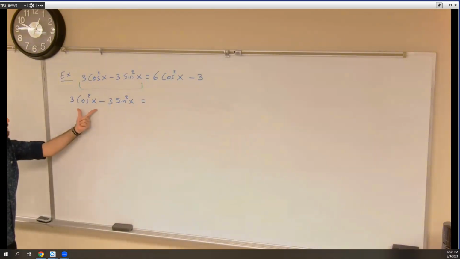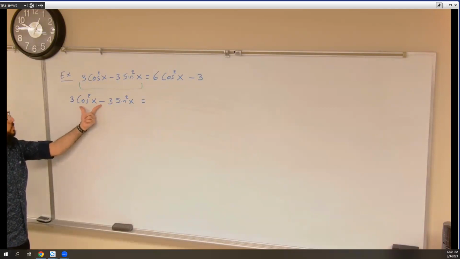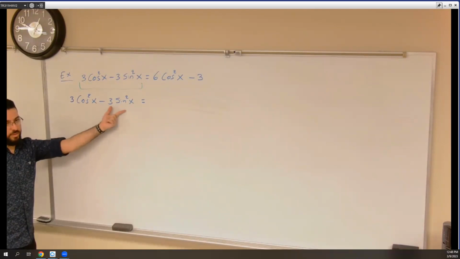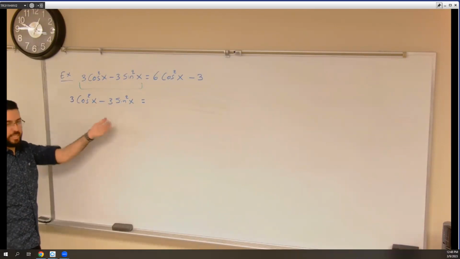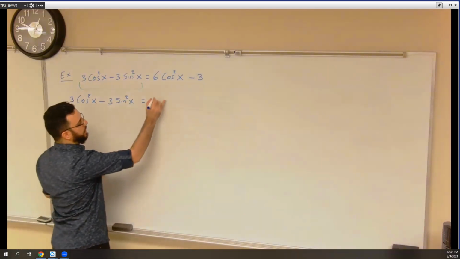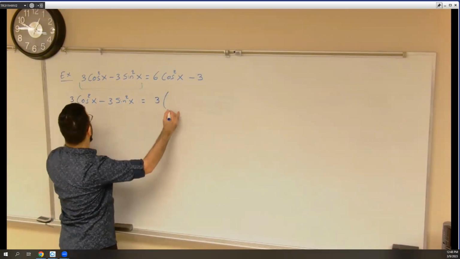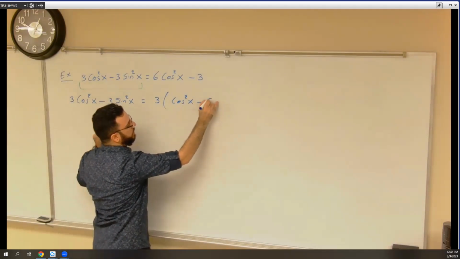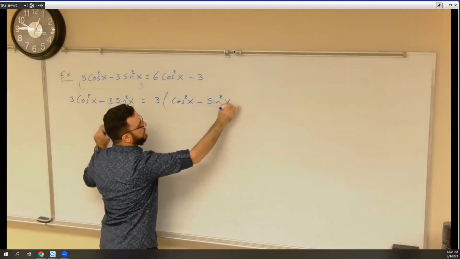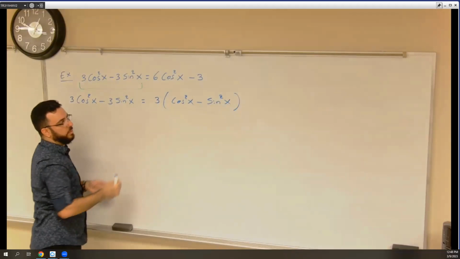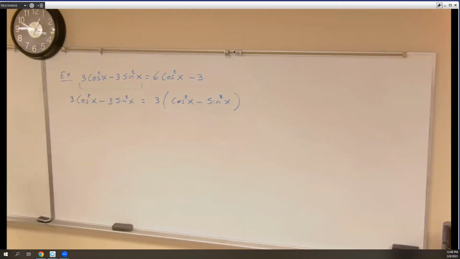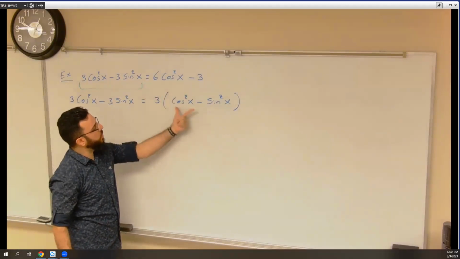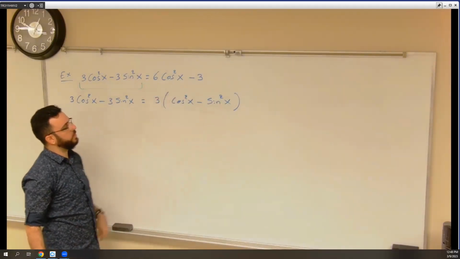Now look here. Do I have a common factor between this one and this one? There is a common factor, which is 3. Take the 3 out. So here's the 3. What's left? Cosine square x minus sine square x. I'm gonna keep this 3 out. Now, next step. Look to this side. I have cosine. So what I need to do here is convert this one to cosine.